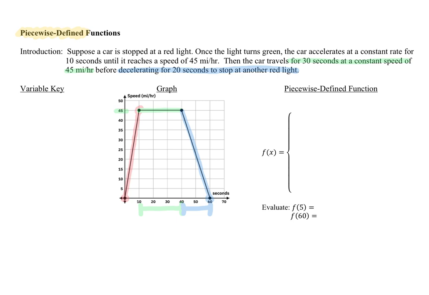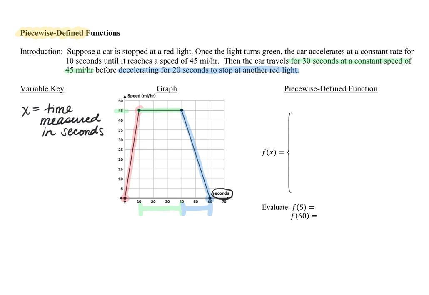Let's start with the variable key. So we can see we're keeping track down here along the x-axis. We're keeping track of our time. So x is equal to basically time, but it's measured in seconds. So time, measured in seconds, is the amount of time that the car has been traveling. I'll just say time measured in seconds.